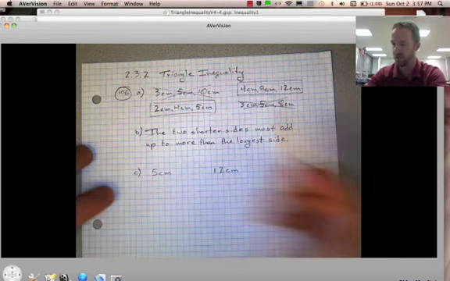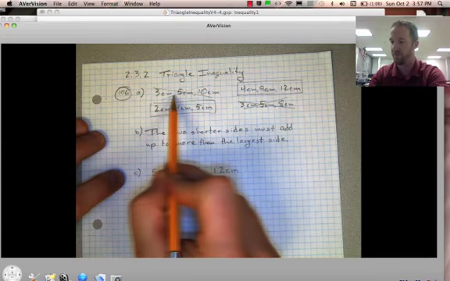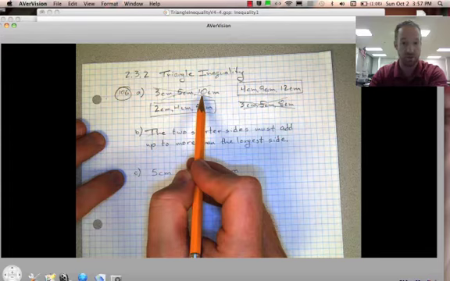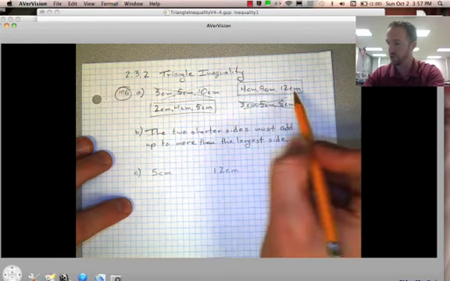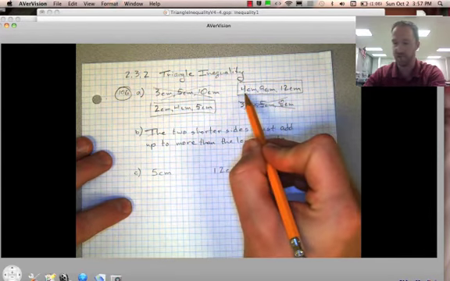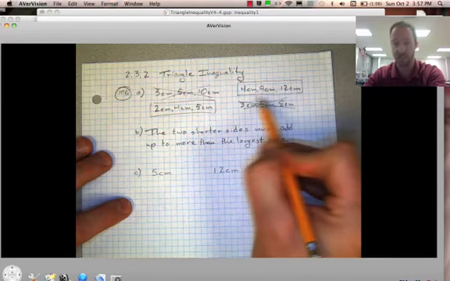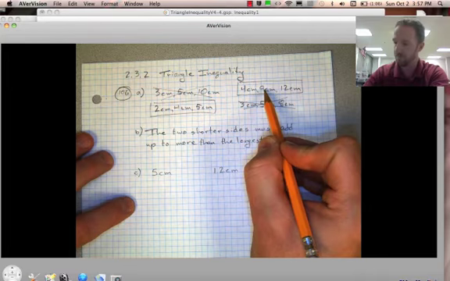We can test it with these that we've already seen up here. The two shorter ones here are 3 and 5. 3 plus 5 is 8, but 8 isn't bigger than 10, so that one didn't work. The two shorter ones here are 4 and 9. 4 plus 9 is 13, and 13 is bigger than 12. So these three side lengths will make a triangle.